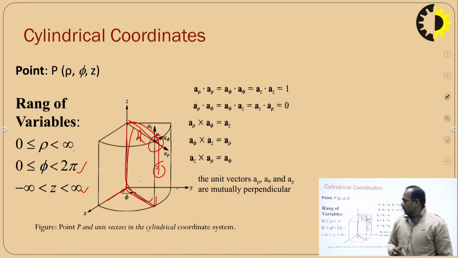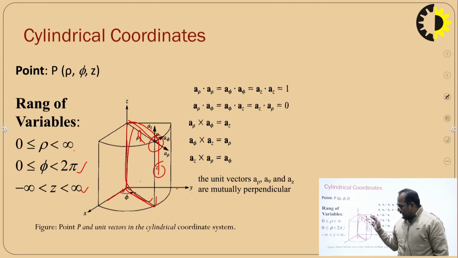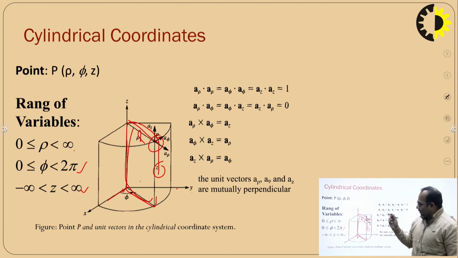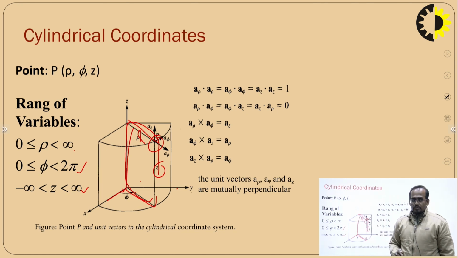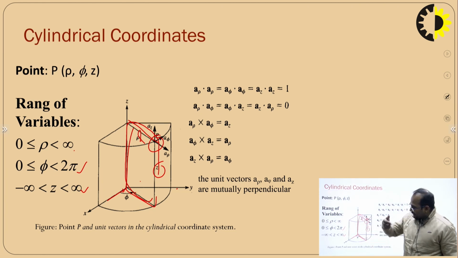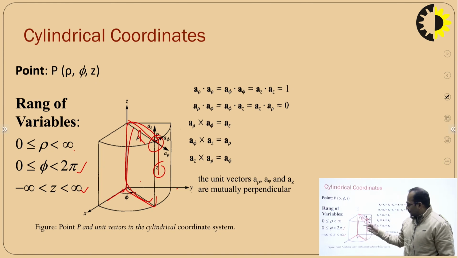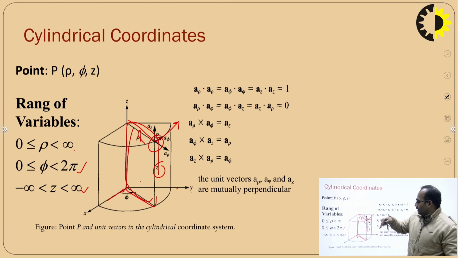Now, what are the unit vectors in this case, and what will be the direction of these unit vectors? I will consider the direction of these unit vectors where these variables are increasing. So phi is increasing by rotating the plane in the anti-clockwise direction. So what will be the direction of unit vector a phi? Unit vector a phi will be in this direction, which will follow the curvature of that cylinder.